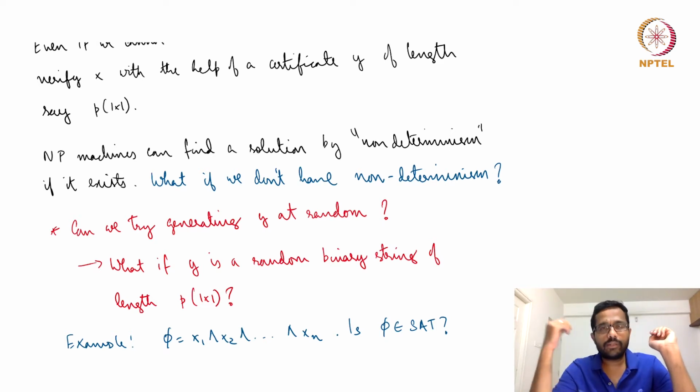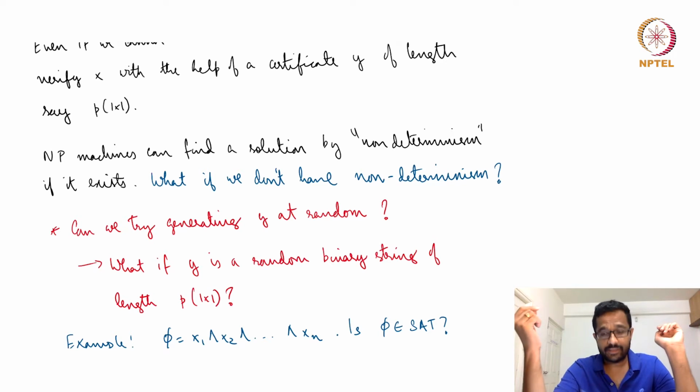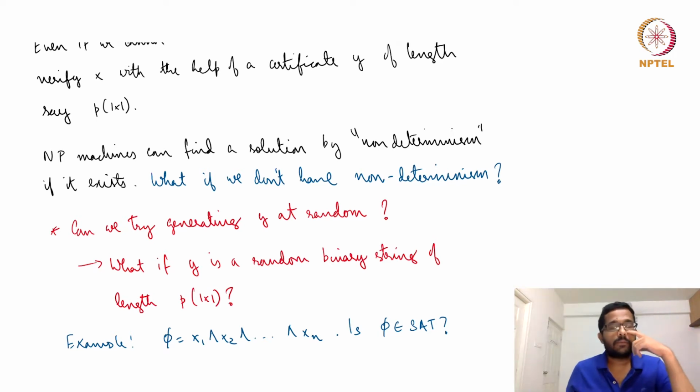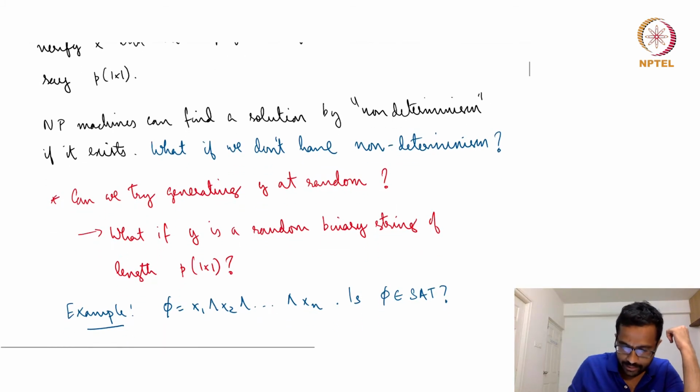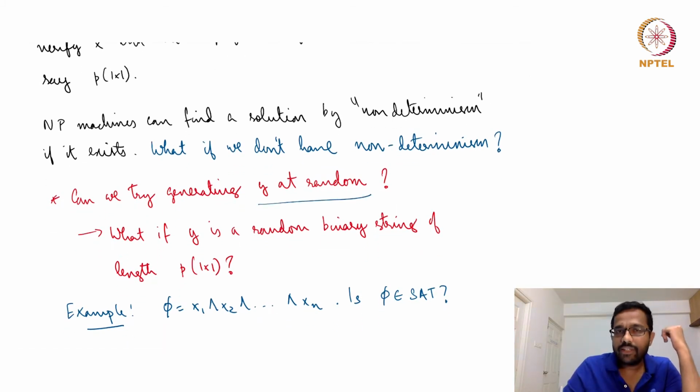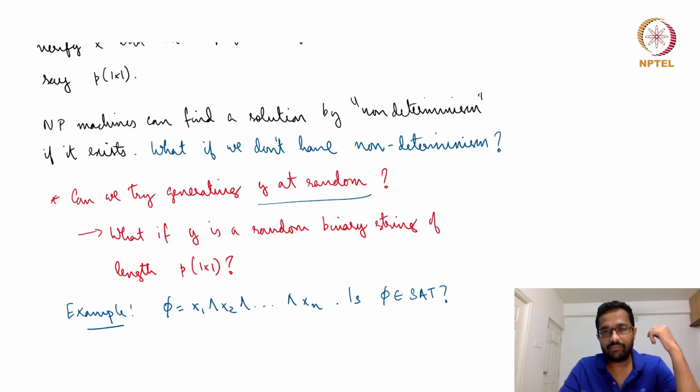So the question now is, what if we do not have non-determinism? It is well established now that non-determinism is some kind of a superpower. What if we do not have it? One possibility is to motivate randomness. Can we not guess the witness string at random? Instead of guessing using non-determinism, what if we use randomness? Can we generate the witness string at random? Then what would happen? If we know the length of the witness string, or the expected length of the witness string, can we not generate such a thing at random?